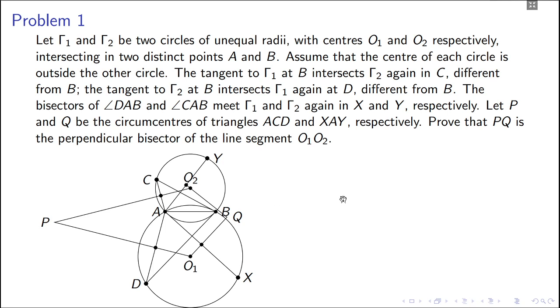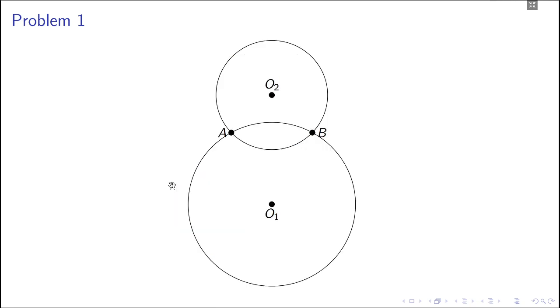Then it says prove that PQ is the perpendicular bisector of O1O2. So this line PQ bisects O1O2. Here you can see that maybe these 2 red lines look equal, and these 2 also look equal. If you can show these 2 lines are equal, then you can show it easily. So this is what we will show: this line equals this line, and this line equals this line, and after that it's just a 2-line proof to show that this line will bisect this. So we start with the first part.